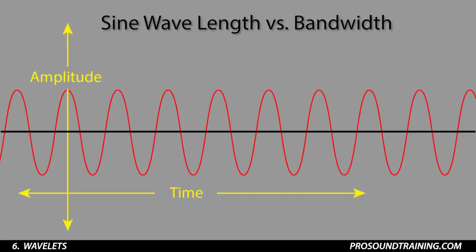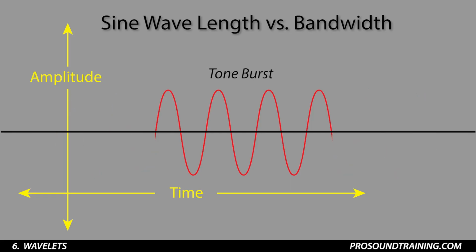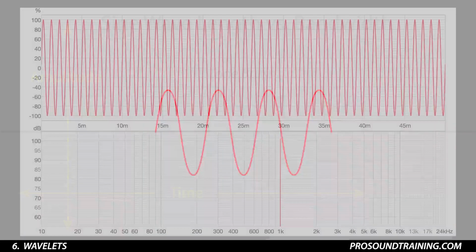The difference becomes more obvious if we shorten the sine wave. A pure 1 kHz sine wave must be continuous. If I truncate the wave, the bandwidth is increased. This is an important point, so I'll demonstrate using REW.